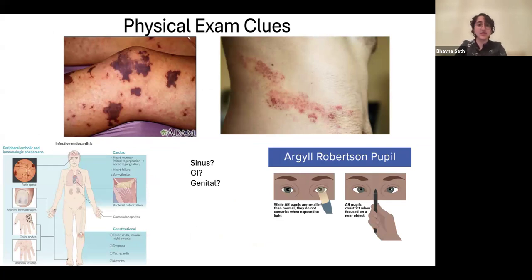And then on exam, you may often see subtle or overt clues, which can help lead you in one direction or another. Skin manifestations, so doing a full assessment for your patient. The picture on the left is a patient with Neisseria meningitidis and the classic purpuric rash. The patient on the right has a dermatomal rash related to herpes and VZV. And then, like we shared, infective endocarditis, other sources of an infection. And then there are many infections that have ocular manifestations, oftentimes in immunocompromised patients. However, syphilis can lead to this pupillary finding as well.